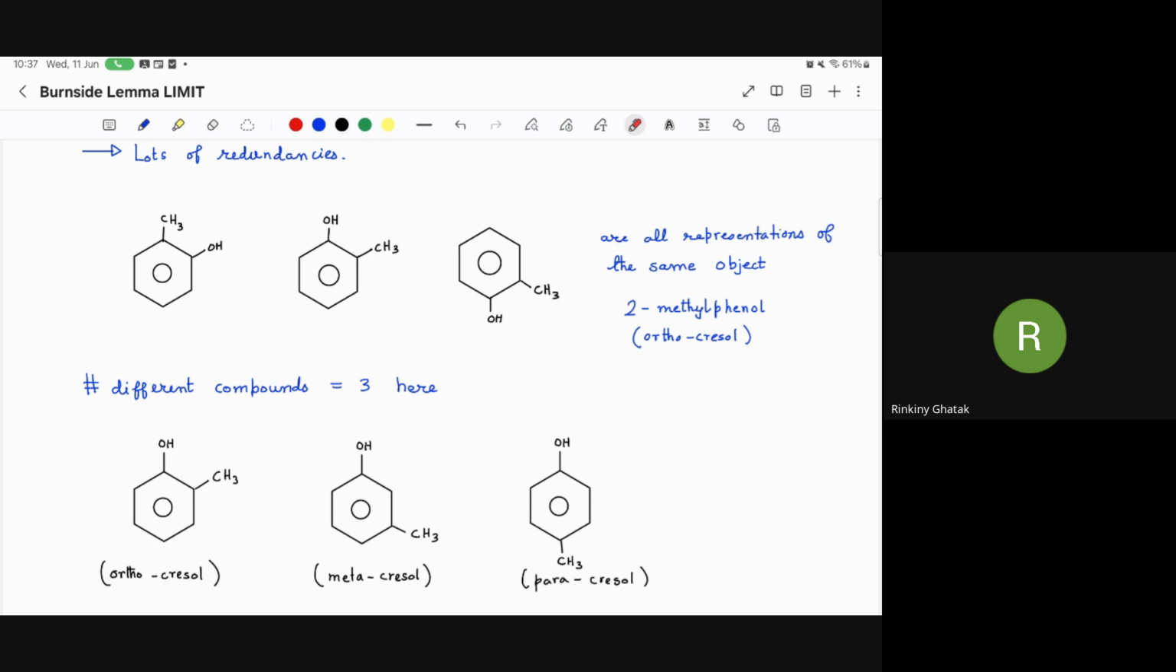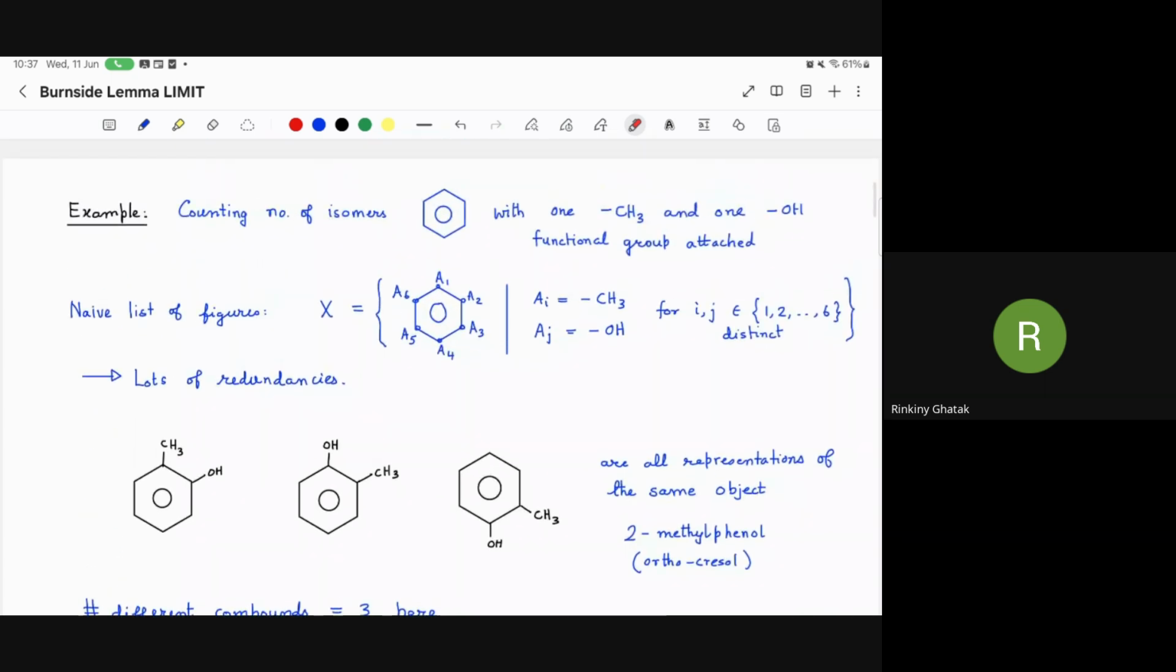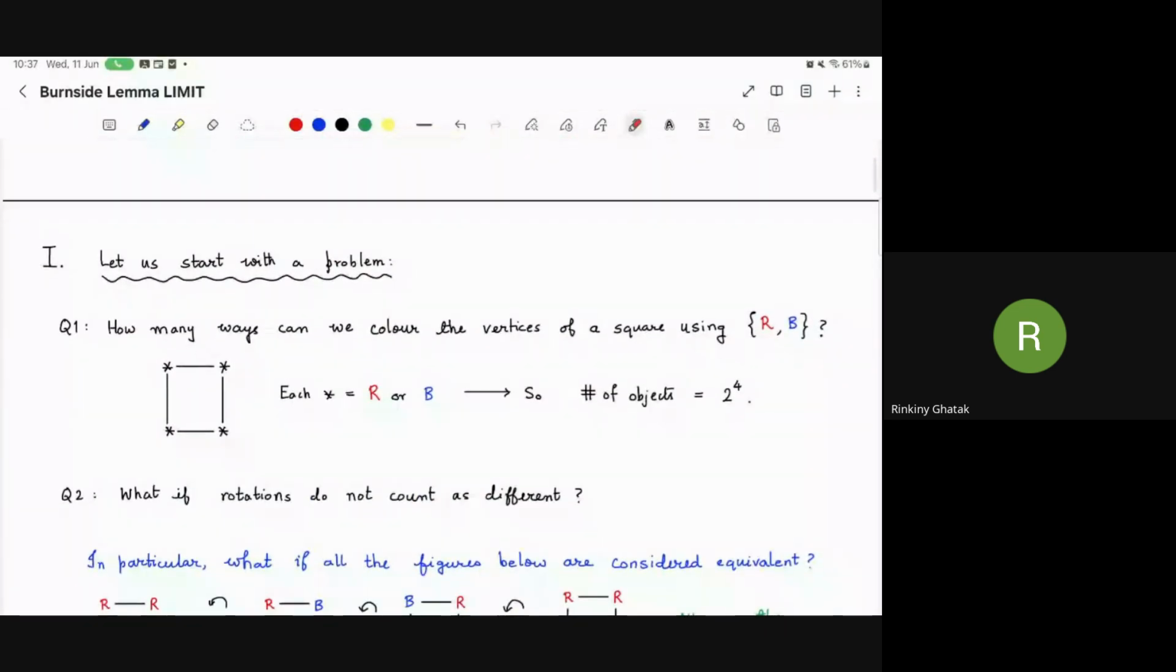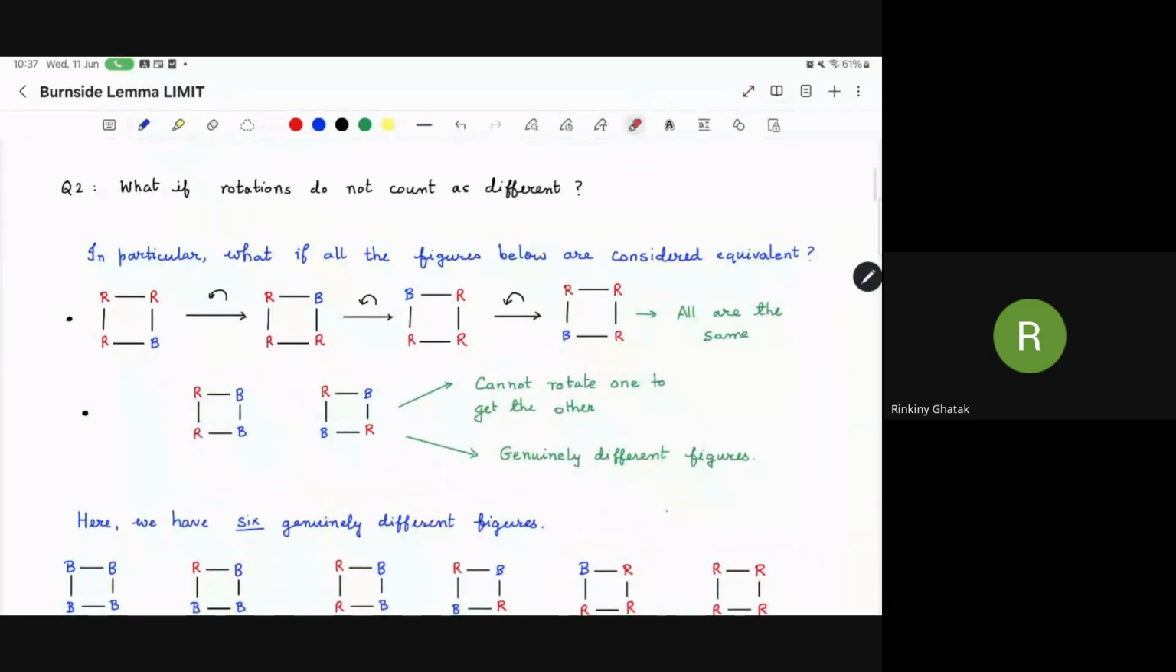We have representations of a given object. The number of representations is typically easy to count. For example, if you look here, it was 6 times 5. That's easy to count. It's just 6P2. Similarly, if we go back here, the total number of squares was easy to count, 2 to the power 4. Typically, the number of these representations will be easy to count.